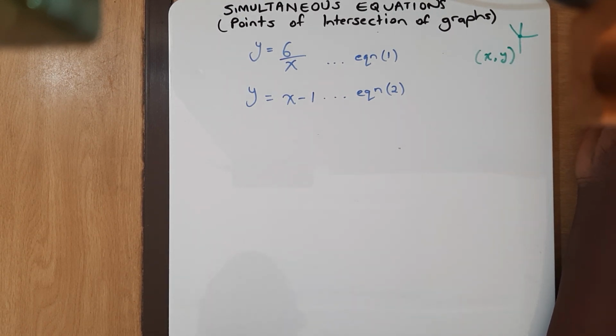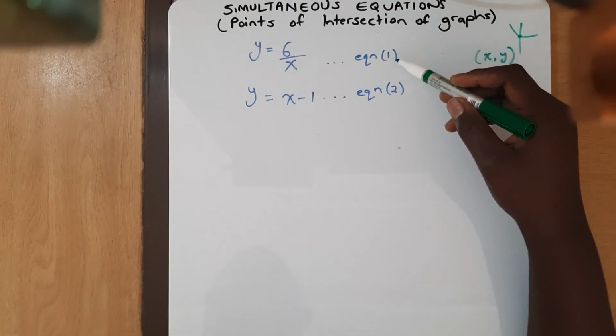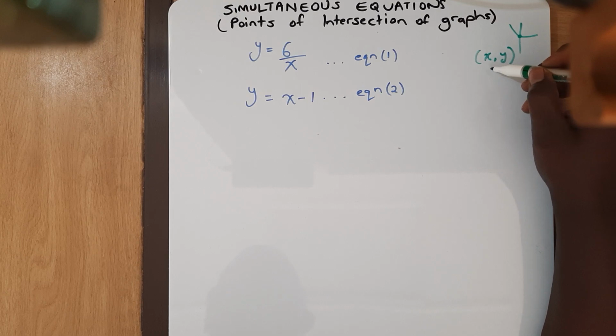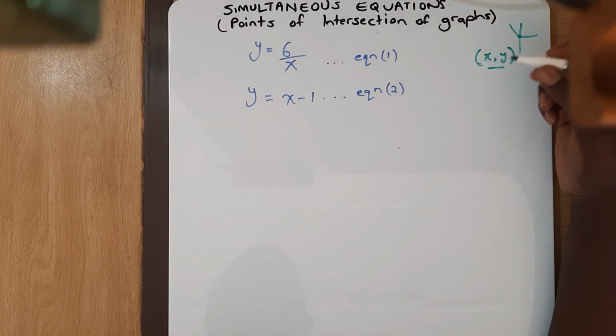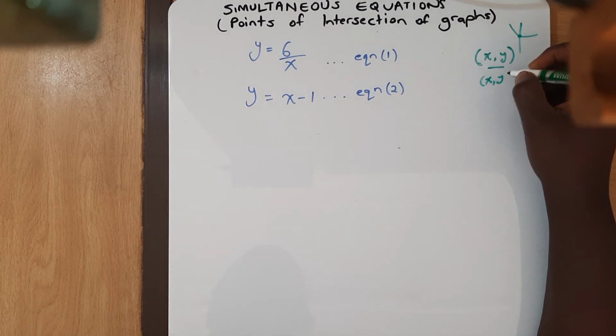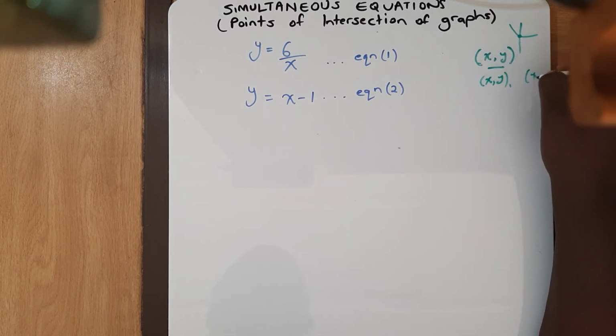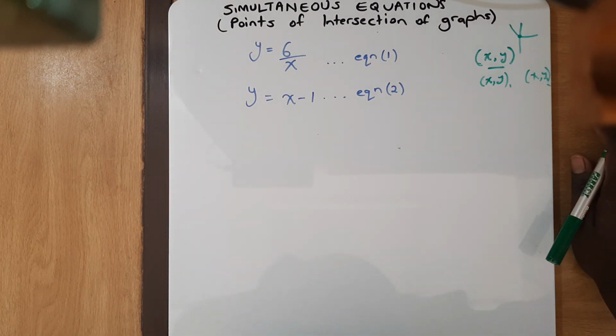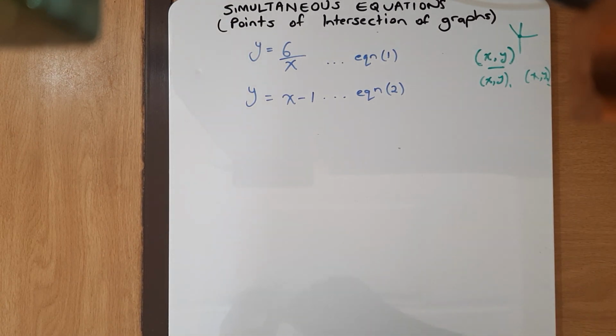Okay? So when we are solving them simultaneously, we have to bear in mind that we are going to get coordinates. If they meet at one point, we will have one coordinate like that. If they meet at 2 points, then we will have two coordinates, maybe x y 1 and x y 2, depending how many times they cross each other. So let's solve.